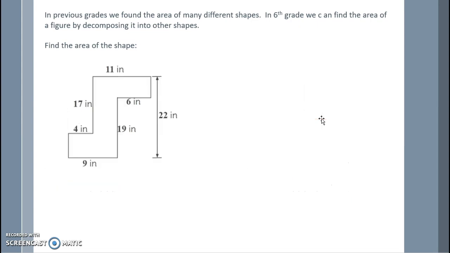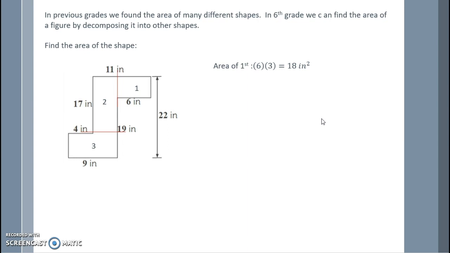So let's find the area of this backward Z shape. They give us a bunch of different information. So I'm going to cut it into 3 different rectangles. Again, you could cut them a little differently than myself, but this is the way I decided to cut them.